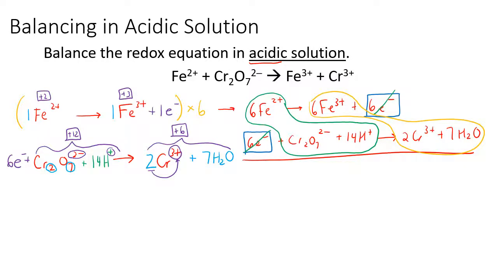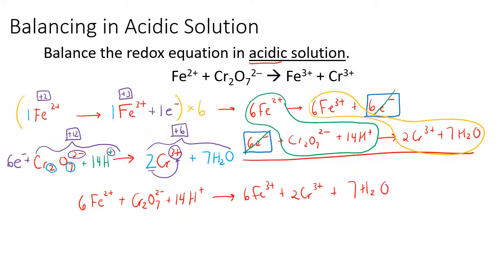So our final equation will be 6Fe2+ plus our dichromate ion, Cr2O7 2-, plus 14 hydrogen ions. And then going to our product side, we'll have 6Fe3+ plus 2 Cr3+ plus our 7 water molecules. This is our overall balanced equation in acidic solution.